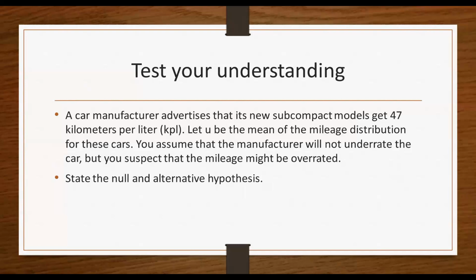Now, let's try to test the understanding. A car manufacturer advertises that the new compact model gets 47 kilometers per liter. Now, let mu be the mean of the mileage distribution for these cars. You assume that the manufacturer will not underrate the car, but you suspect that the mileage might be overrated. So follow nicely.